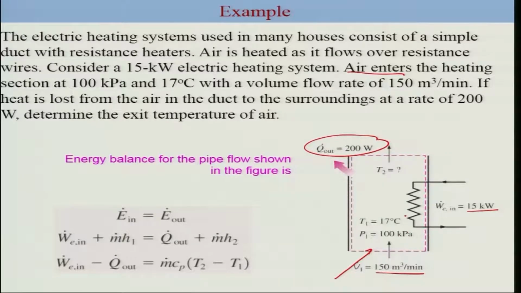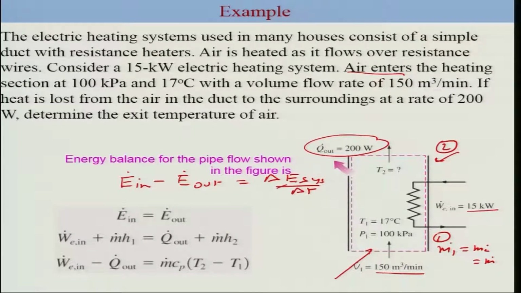We'll go with the simple mass balance considering it is a steady flow. Of course m1 dot should be m2 dot, where 1 is the inlet and 2 is the exit, and this should be m dot. Considering steady flow condition, the rate of net energy transfer to the system, ΔE dot, would be 0 because this is a steady flow condition. So what you get is E in dot is equal to E out dot.